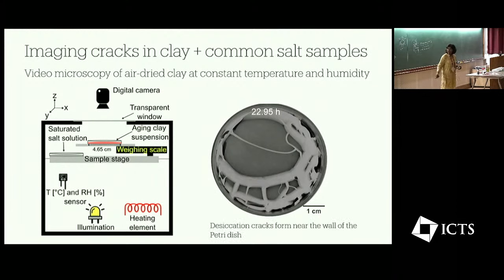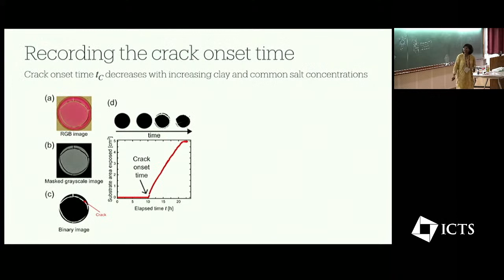Okay, so now desiccation cracks form near the wall of the Petri dish, that's all good. So then how do you record the time of onset of the crack? Okay, it's simple. So this is again my dyed solution. We have to do a little bit of image jugglery.